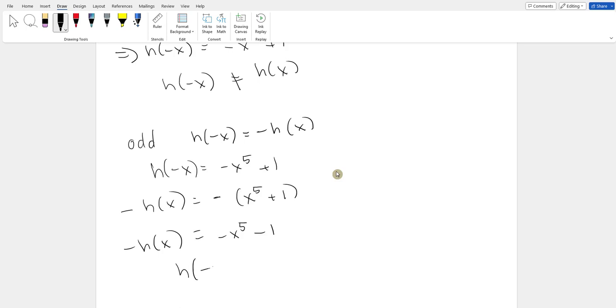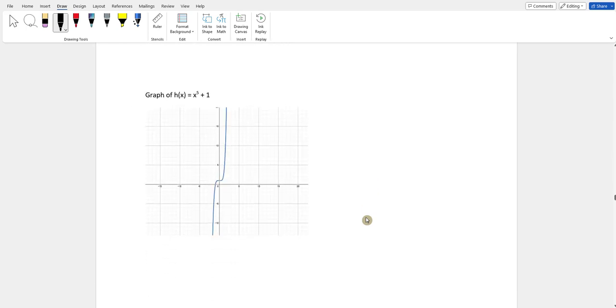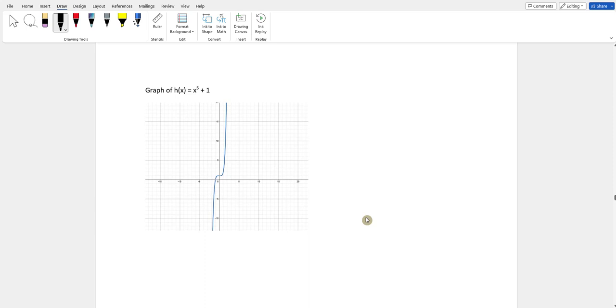As you can see, h of negative x, which is this, we have to see whether or not it's equal to negative h of x. As you can see, these two are not equal. So that means that this is not an odd function. If you look at the graph, if you fold this along the y-axis, the graph does not meet up. And if you flip it upside down, it's not the same graph as it would be right side up.